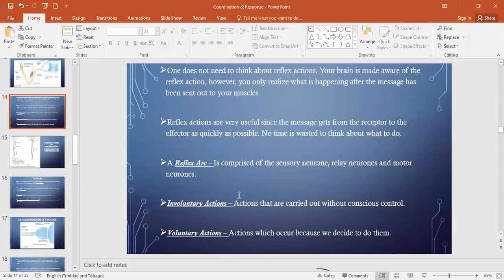Okay, so this is what we spoke of as well. If you are asked about what comprises a reflex arc, it's always comprised of sensory, relay, and motor neurons. All right, well, of course, you have your receptor cells as well, but the main components of the reflex arc would be your sensory neuron, relay, and motor neurons. All right, and these are the definitions for involuntary versus voluntary actions, which we just spoke about, and you all correctly identified them. So excellent work. Okay, so let's continue.